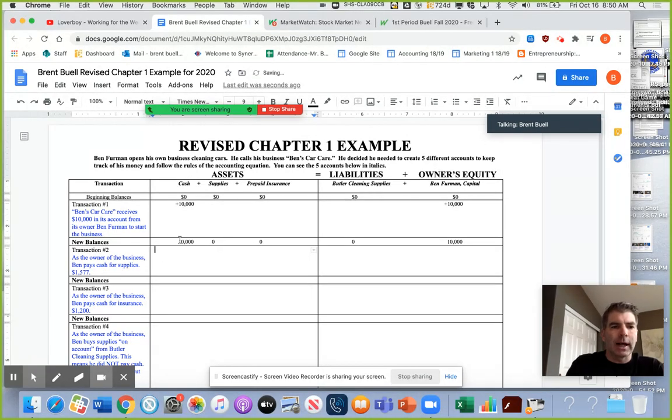So let's think about what's happening. Let's go over to cash. Okay? We know cash is going to be affected. You always ask yourself, is it a plus or a minus? All right, and here's what you say. He pays cash for supplies. So the business is paying cash for supplies. When you pay cash, that's a minus. You're losing cash. So it's minus 1,577. Excuse me, I put my comma in the wrong spot. 1,577, like that. He loses cash.